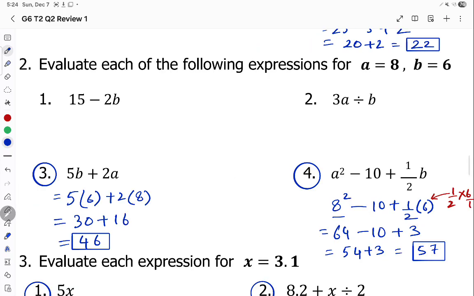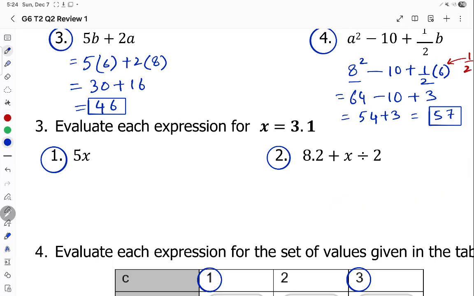You can solve question 1 and 2 by yourself following the same rule. Again, we have the same kind of questions, so I'll take question 2 and question 1. You can do it by yourself, or I'll do it for you. Okay, so 8 times 8.2 plus x, which is 8.2 plus 3.1 divided by 2.